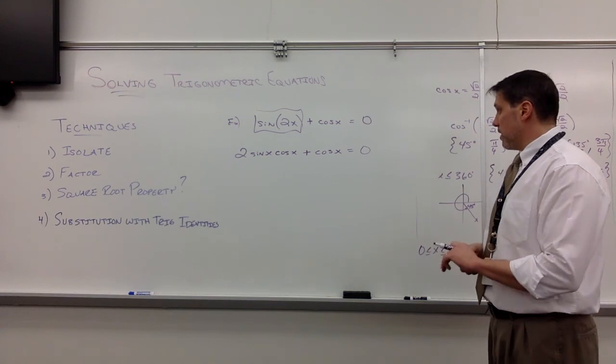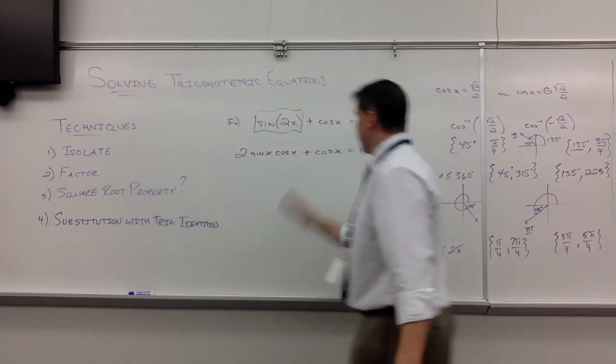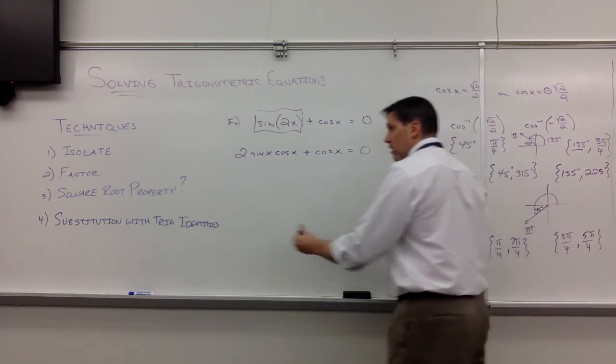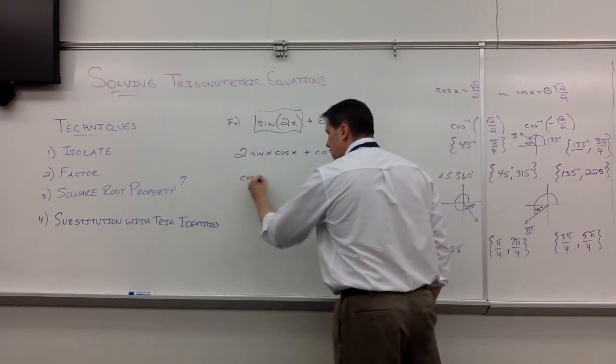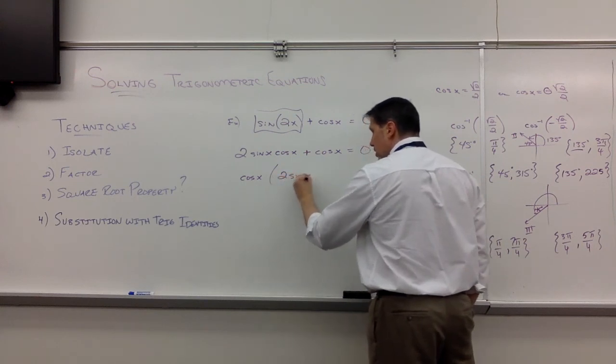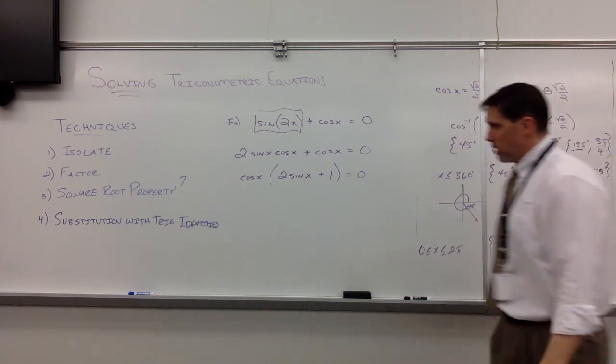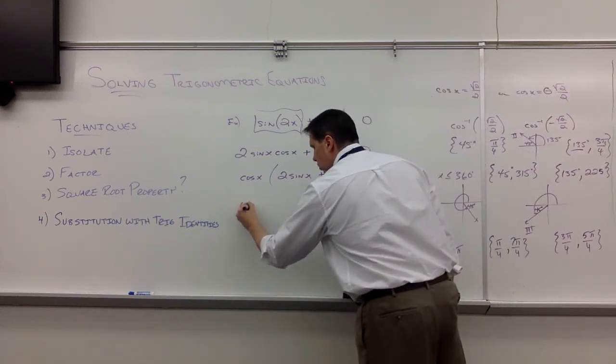All right, looking at this mess, I'm thinking, why not try factoring? It is equal to 0. We can factor out a GCF of cosine. I think we got something. Factor out a cosine of x. You have 2 sine of x plus 1 equal to 0. Set both of your factors equal to 0 because that's the whole point of factoring.